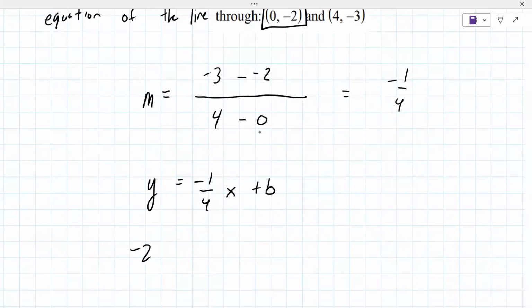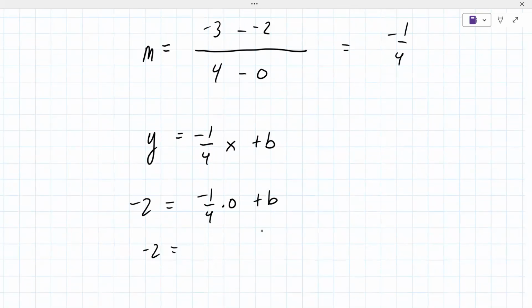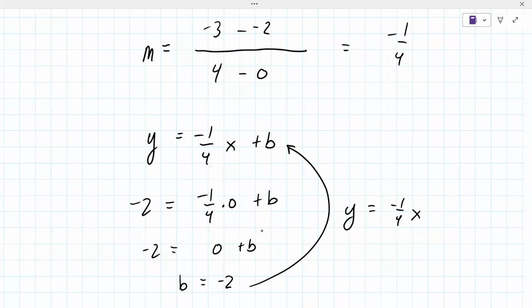We have -2 equals -1/4 times 0 plus b. So what does that become? What happens when you multiply by 0? It just becomes 0. So -2 equals 0 plus b. So b equals -2. That goes back in here, and your equation of the line is -1/4 x plus -2, or -1/4 x minus 2. That makes sense? Yeah. Okay.